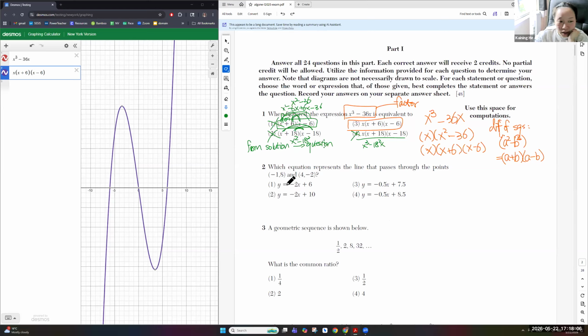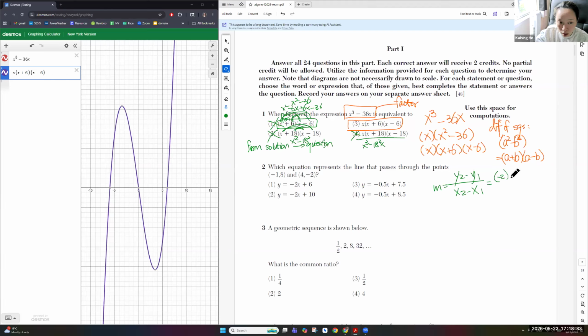All right, number 2. Which equation represents the line that passes through these two points? If we're solving it by hand, we're definitely going to be using our slope formula, which is y2 minus y1 divided by x2 minus x1. This is going to be asking you for the slope. What is going to be our slope? We have done this a lot before for the practice, and we plug it in.